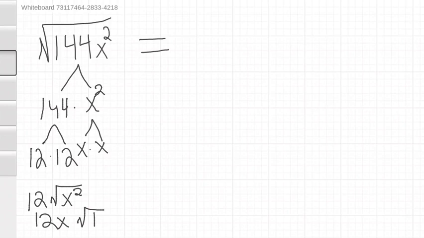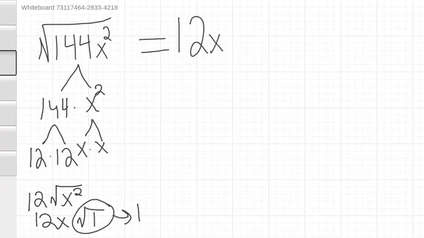Square root of 1 is just 1, so that doesn't matter. It's 12x times 1, which is 12x. So the square root of 144x squared is 12x.